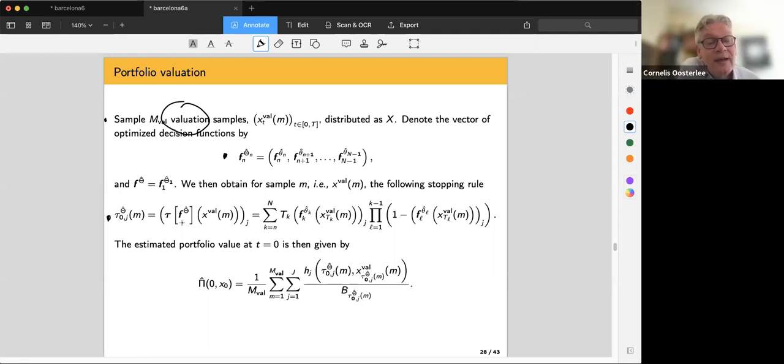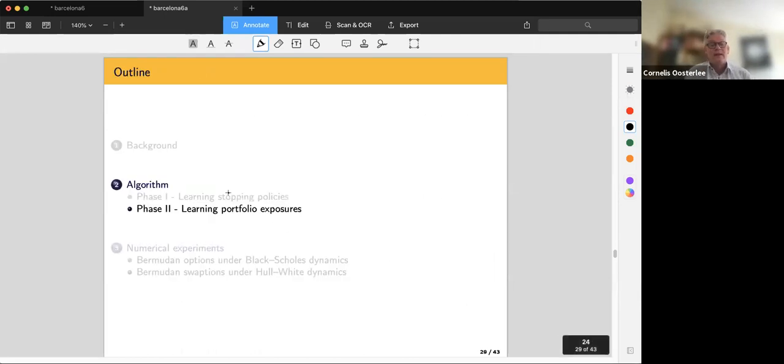We look for the theta, which is tau of that F function that we have just computed with the neural network, and we make it like we did before, a sum times a product. And then the estimated portfolio value at time t0 is again an average over the valuation samples times the sum of the discounted cash flows. So it looks difficult, but again, with the papers and with the deep optimal stopping paper at hand, it is possible to do it. We also did it.